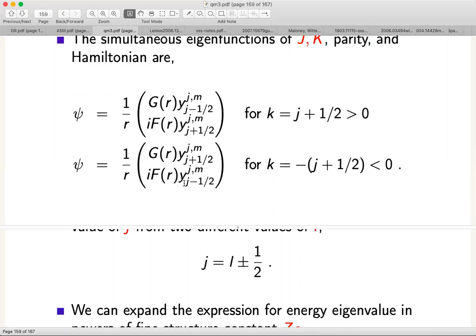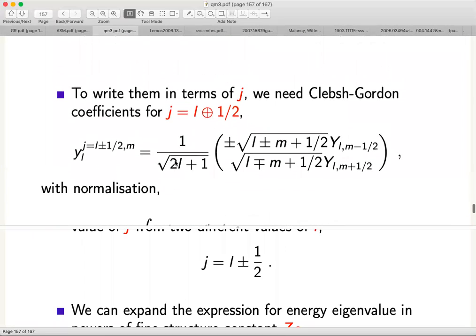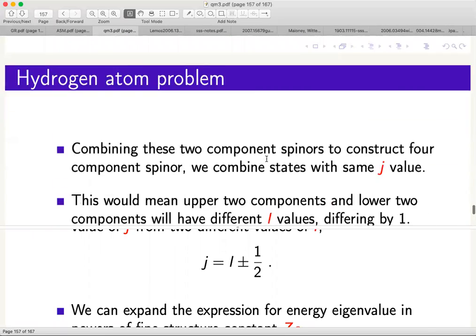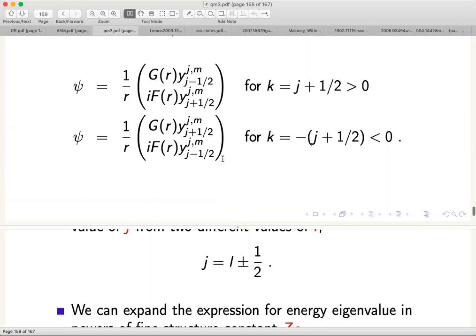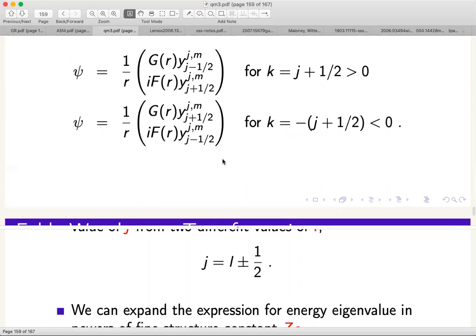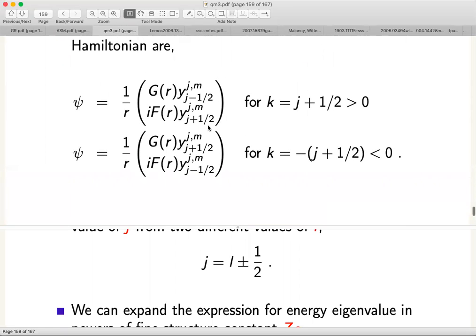Now remember that these Y's are already two-component objects. So when you write down two of them, this wave function is already a four-component spinor. This 1 over r factor, as we discussed right in the beginning, was to simplify the radial Laplacian. G of r and F of r are the solutions that we would obtain by solving the radial part of the equation.